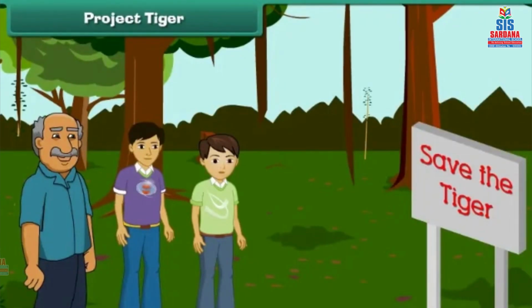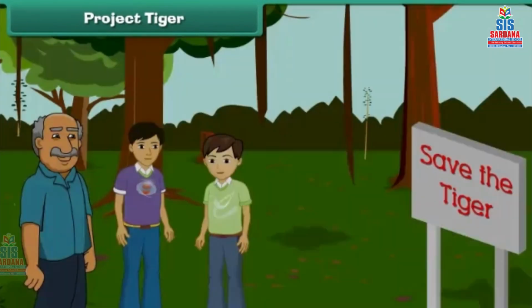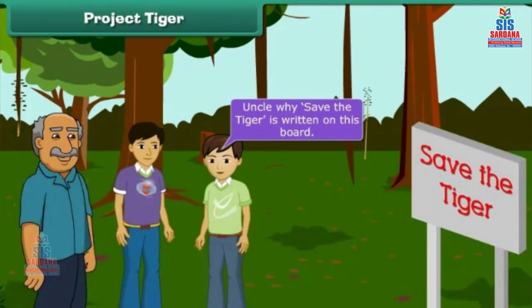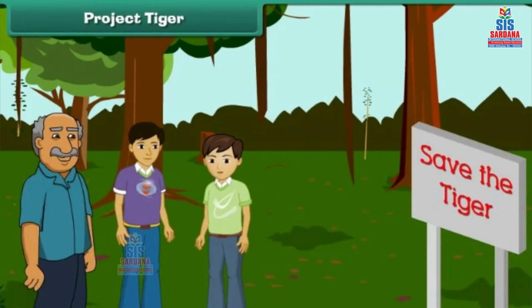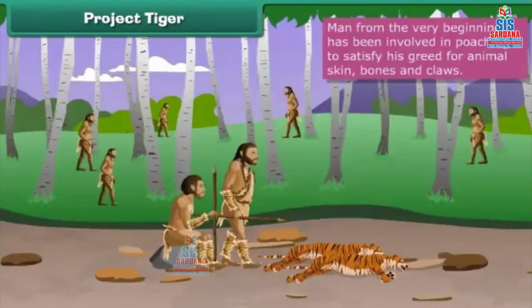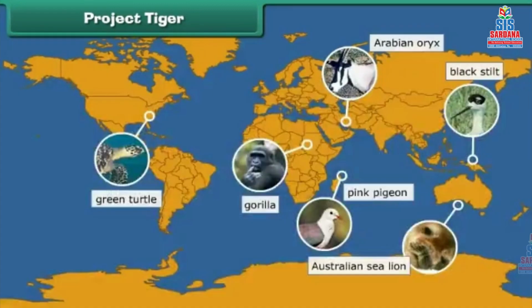Project Tiger. Suddenly, Ram saw a board written, "Save the Tiger." He asks his uncle why "Save the Tiger" is written on this board. His uncle replied to him that man from the very beginning has been involved in poaching to satisfy his greed for animal skin, bones and claws. He did not care for its effect on the diversity of the world.